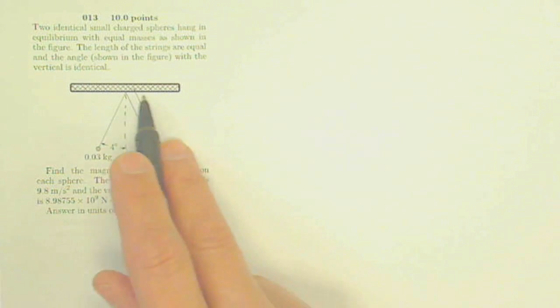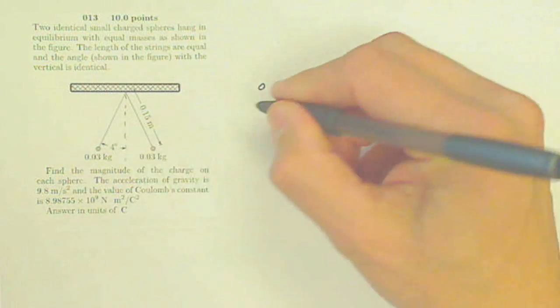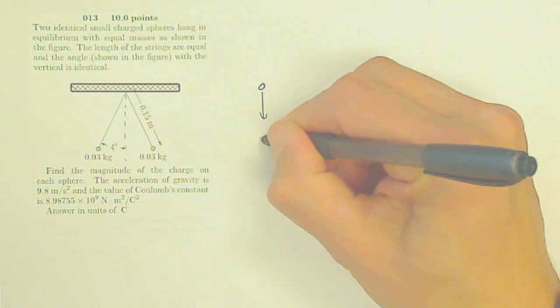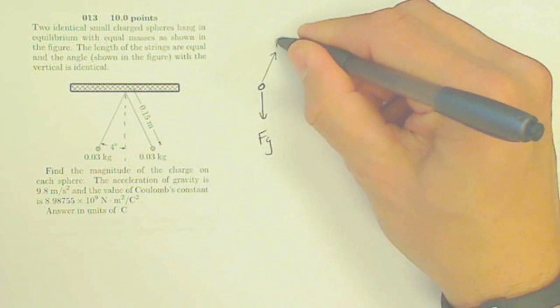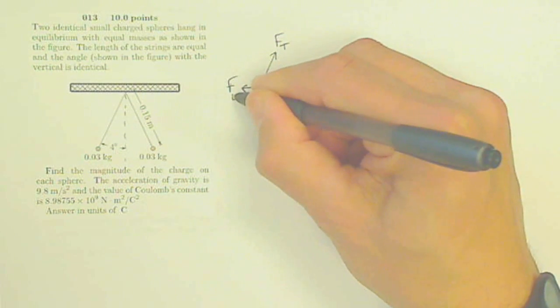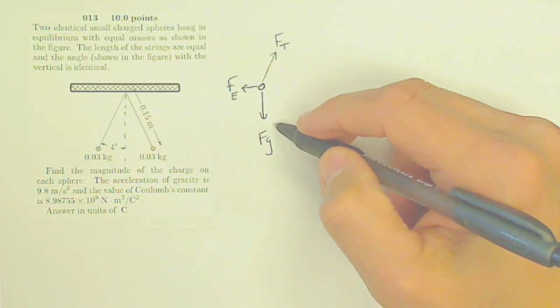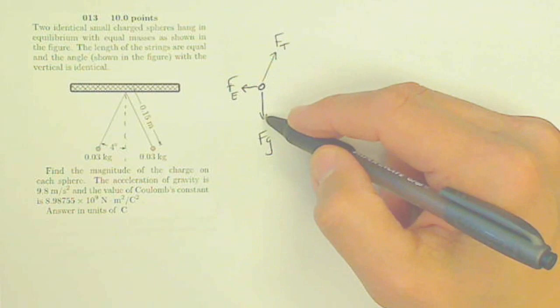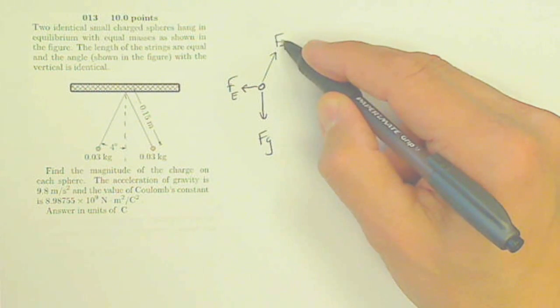So what I have here is some triangles and a free body diagram. The free body diagram of the one on the left tells me that I've got a gravitational force this way, a tension force this way, and an electrical force this way. And I know that the relationship between the electric and the gravity is going to be a tangent relationship, because these two have to add up to this one, or the opposite of this one.